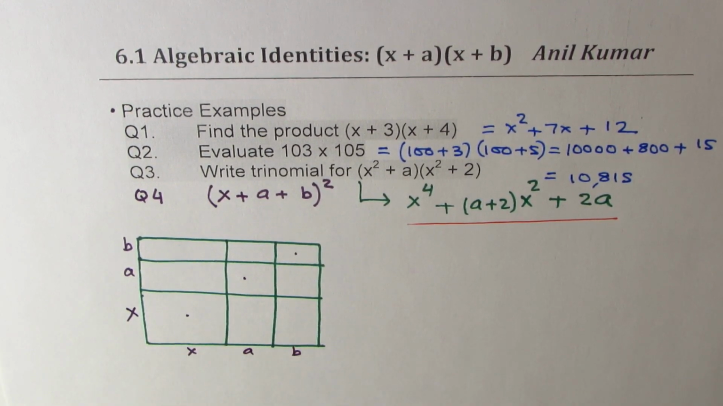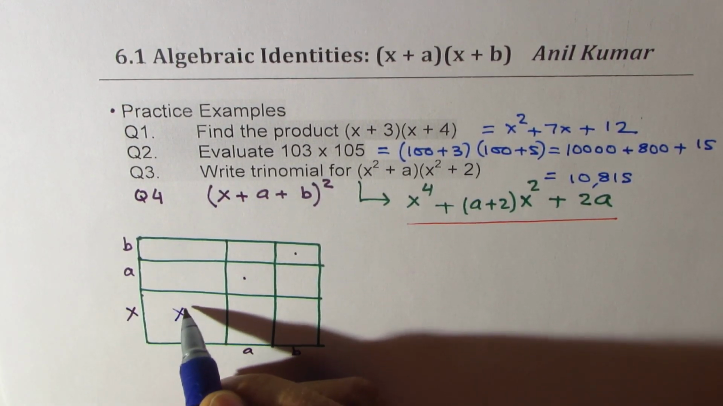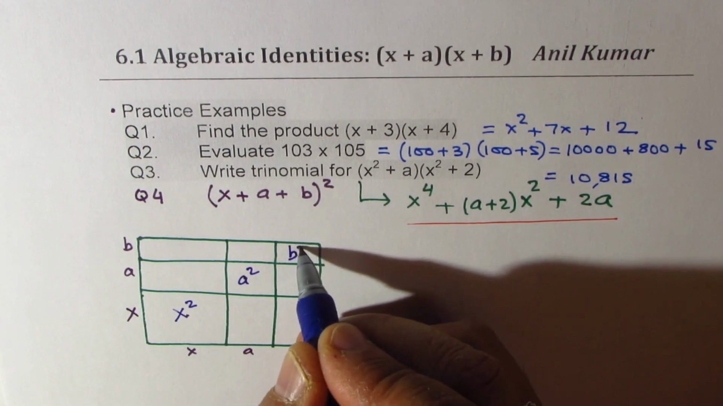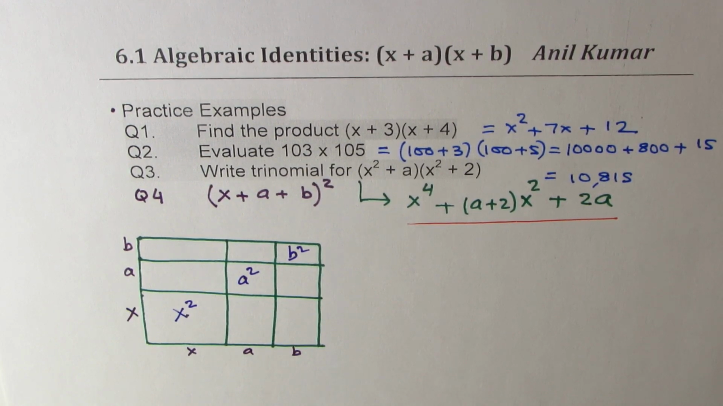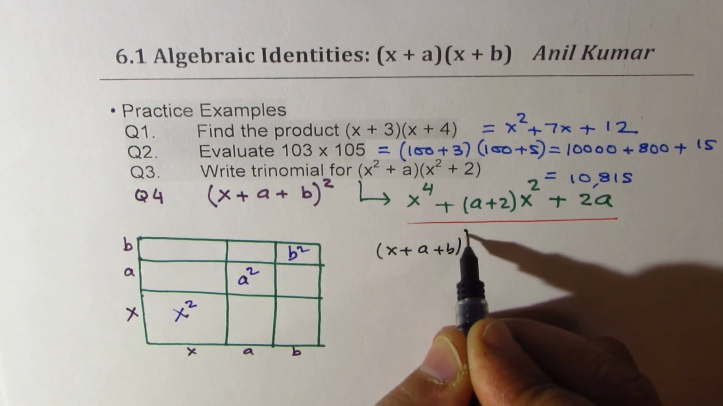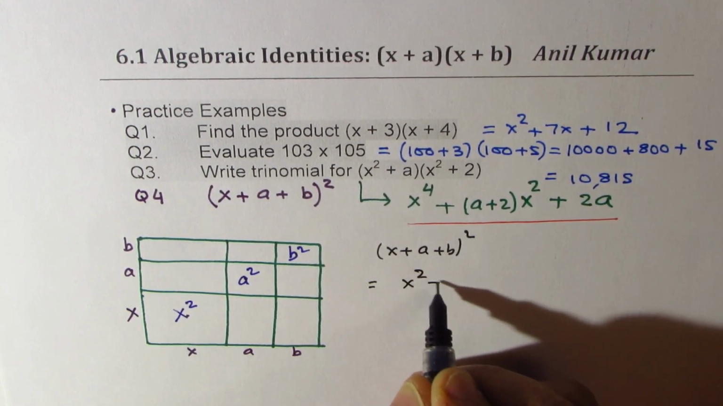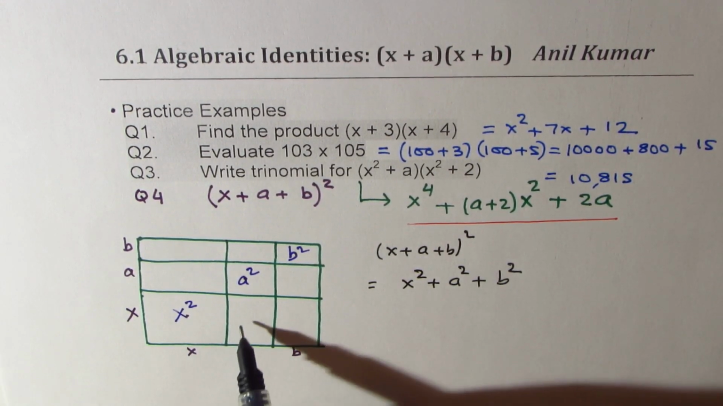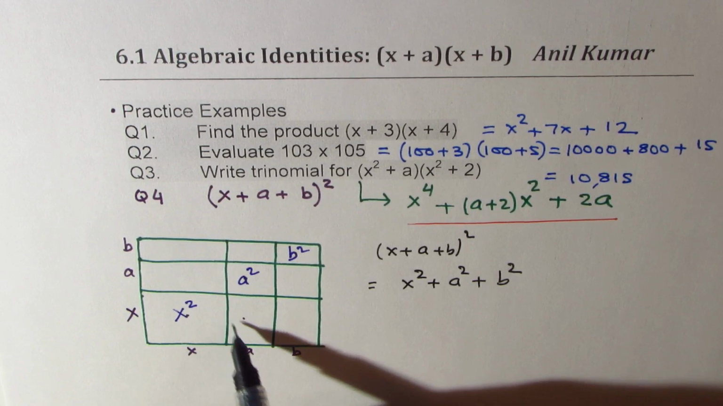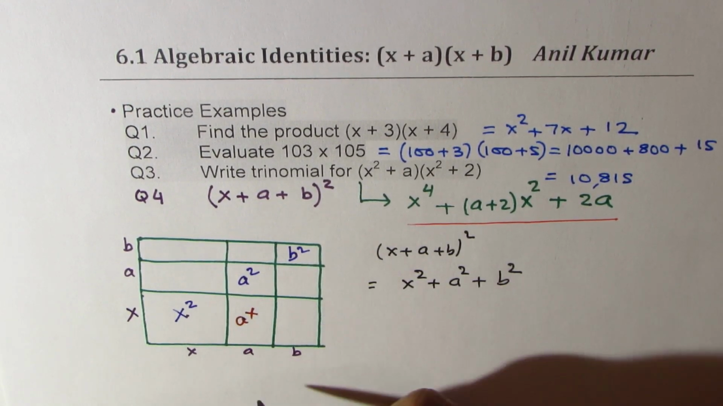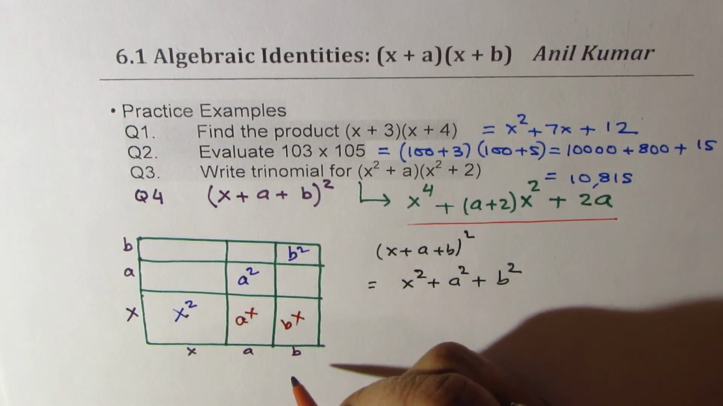So this one is what? x times x is x squared. a times a is a squared. And b times b is b squared. Perfect. So in a way, I could write that x plus a plus b whole square is equal to x square plus a square plus b square. Okay. Now what are these? Now here I get x times a. Let me write down. So this I will write as, let me use a different ink. So we'll write ax here, right? ax. This is bx. Okay.